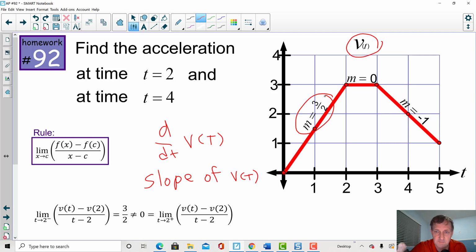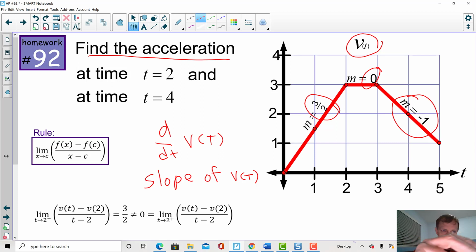The first line segment has a slope of 3/2. The second line segment has a slope of 0. And then the last line segment has a slope of -1. Because these are the slopes of v, that means they're the derivative of v, or you could also say that's the acceleration. So again, they're asking us to find the acceleration, and this is basically going to be the acceleration for any point that lands on each of those line segments.